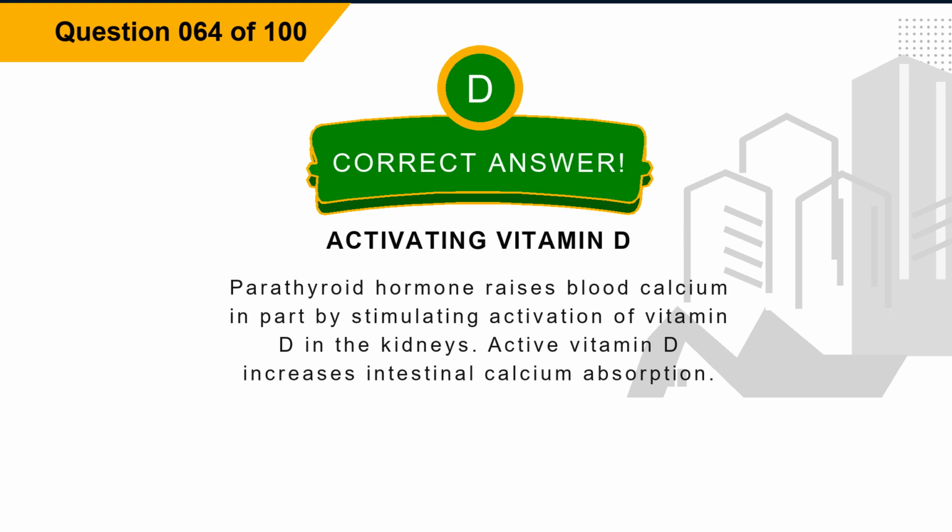Activating vitamin D. Explanation. Parathyroid hormone raises blood calcium in part by stimulating activation of vitamin D in the kidneys. Active vitamin D increases intestinal calcium absorption.